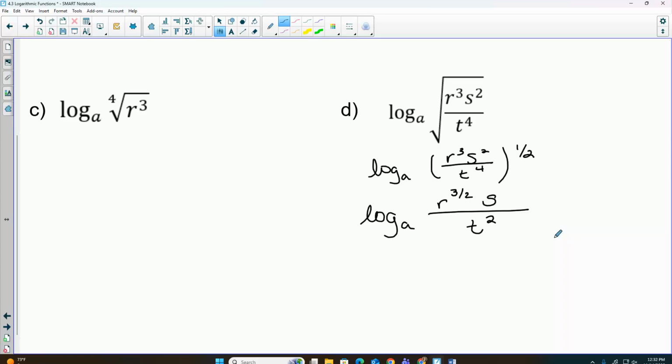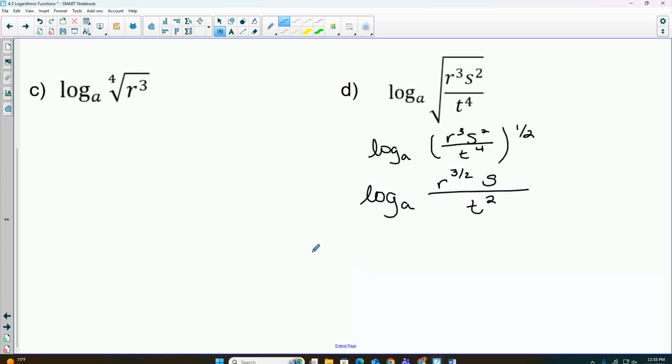All right, from there, if I want to break this apart, what would I have to do? So breaking apart, we talked about yesterday, is when you put a log with each piece. What would I need to do there? We have several pieces, we have each variable. On the top, those are multiplied, so what would you do with them when you break it apart? You add the log, so it'd be log base A of r to the 3/2, but where would the 3/2 go?